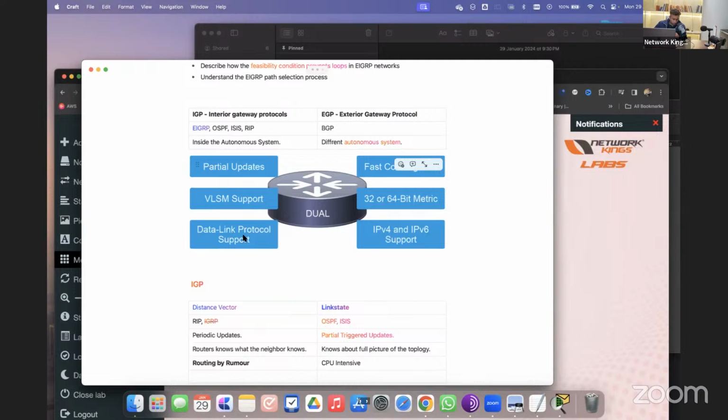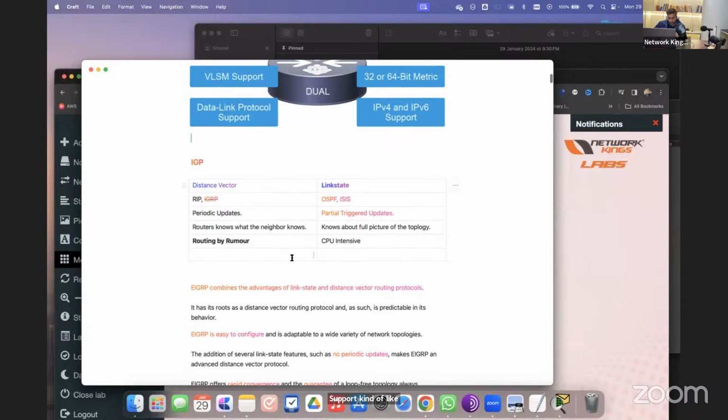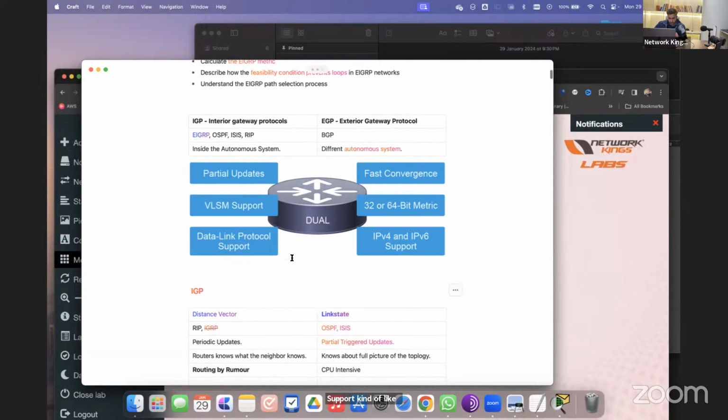It has data link protocol support. I think it is trying to explain that it is compatible with layer 2 technologies. I have to check that, why this line is highlighted. I'll get back to you on this. I'll put it on a WhatsApp audio message.